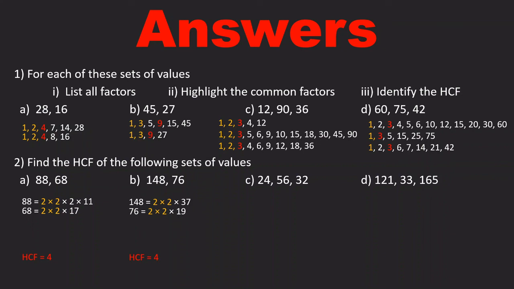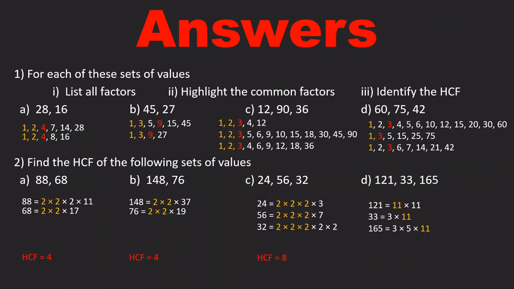Question C, again, as a product of prime factors, we see that all 3 of these values have 2 times 2 times 2 as parts of their product of their prime factors. That means all 3 of these numbers could be divided by 2 times 2 is 4, times another 2, that's 8. The highest common factor is 8. And question D, as a product of prime factors, notice they all have 11 in common here. HCF 11.